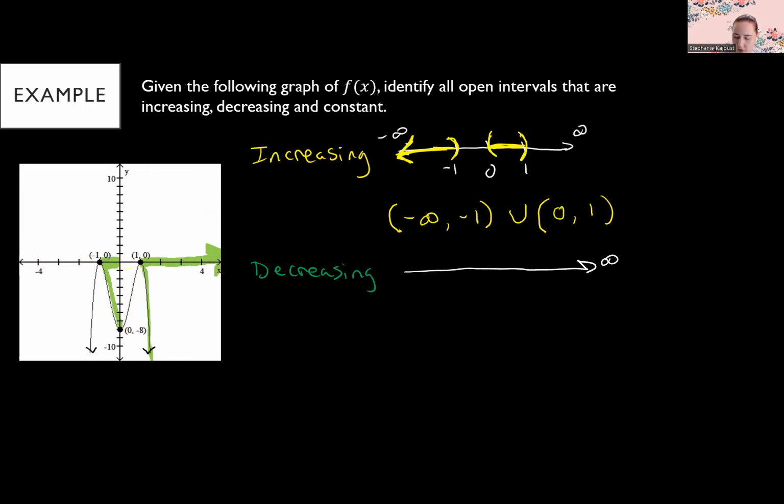So I've got my number line. And I'm going to label -1, 0, and 1. And so we're decreasing between -1 and 0. And then those are going to be parentheses since it's open intervals. And then from 1 to infinity, we are decreasing, and another parenthesis at 1. So interval notation, we have (-1, 0) union (1, infinity).